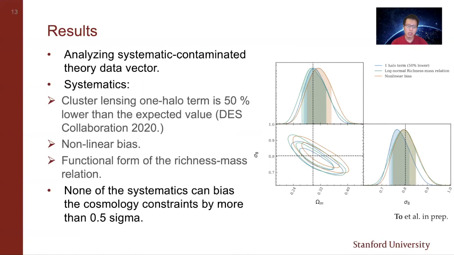Then we consider a nonlinear bias. We also consider the specific functional form of the richness mass relation. We show, as shown in this plot, that none of the systematics can bias our cosmological constraints by more than 0.5 sigma. So we therefore have confidence that our analysis is robust to these 3 systematics.